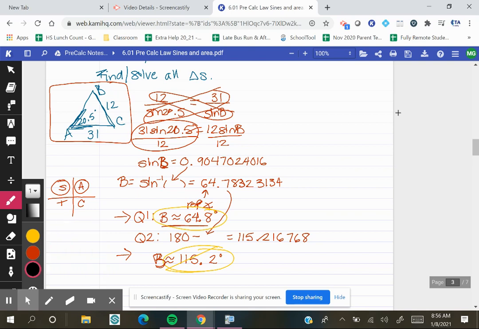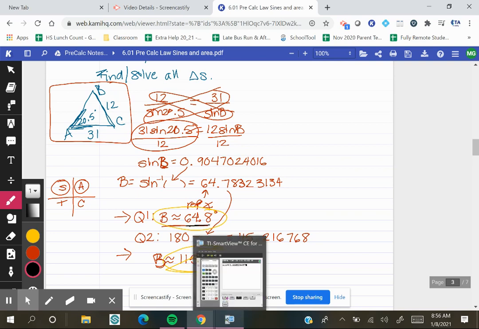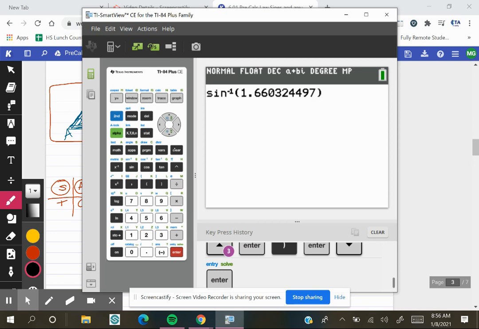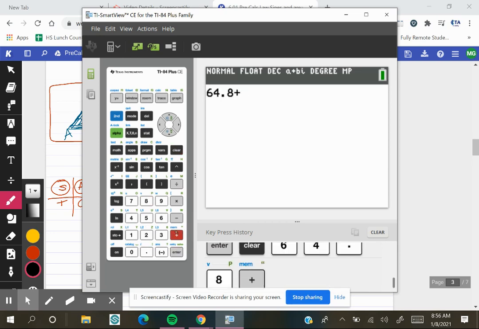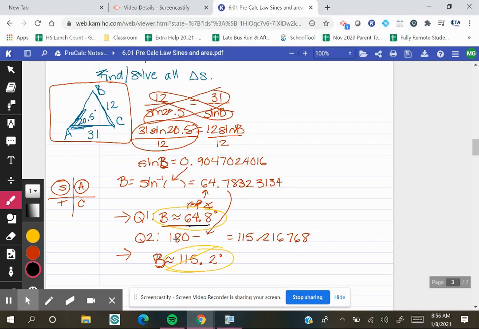So first, for angle B, I have an option of 64.8. So if I go to my calculator and I add 64.8 plus the angle that's already there for A, which is 20.5, I get 85.3. So what you're looking for is, is that less than 180 degrees? And yes, 85.3 is, so that would work. As long as it's less than 180 degrees, you'll have room for a third angle.